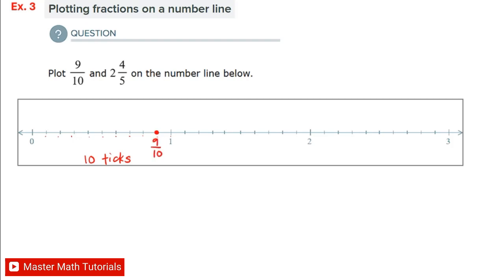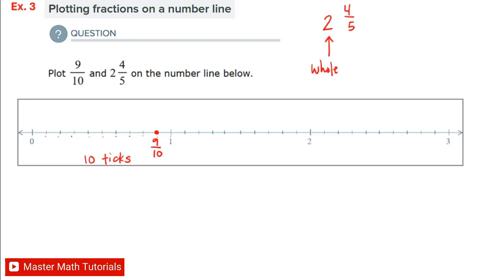Next, we plot 2 and 4/5. So identify the whole number. The whole number part is 2. So this point is past 2, between 2 and 3 on the number line.